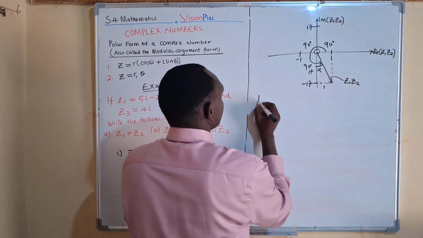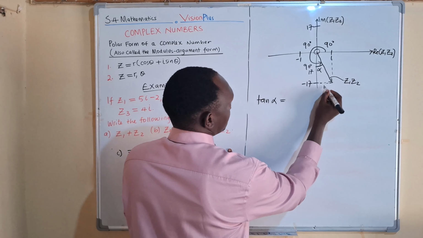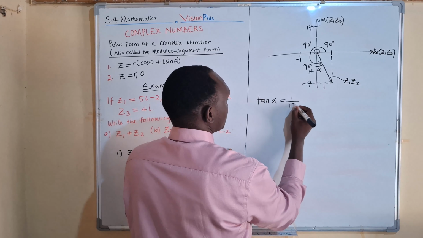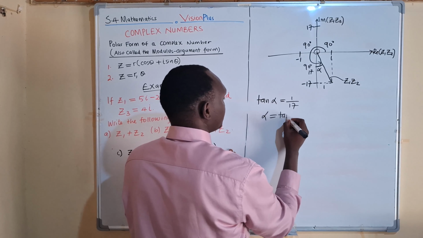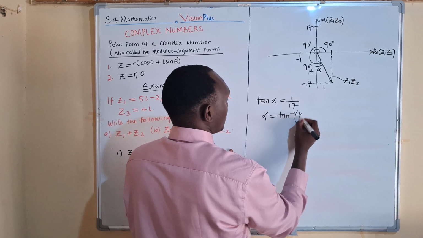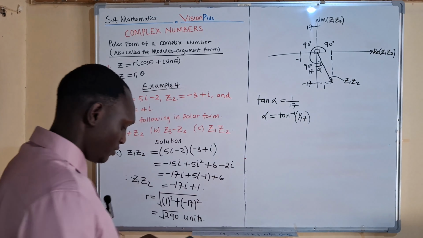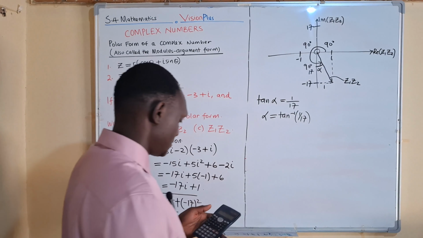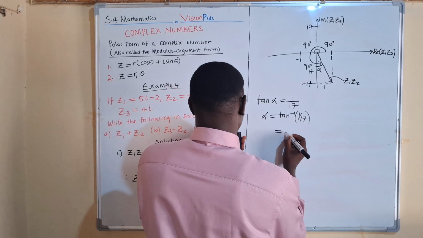To be consistent, let me say tan of alpha, which is my angle, is going to be opposite. Opposite to the angle is 1, out of adjacent to the angle, which is 17. That means here my alpha becomes the arctan, which is tan inverse of 1 out of 17. Let me press the calculator. 1 divided by 17. Then you press tan inverse.